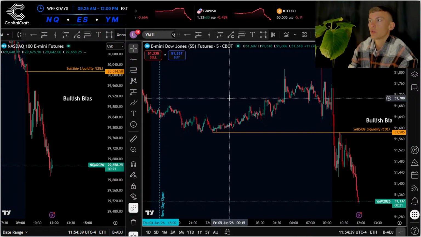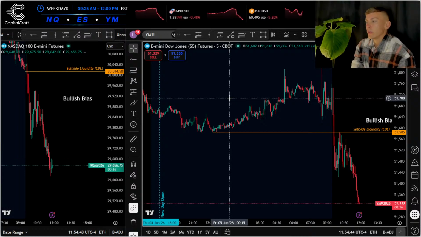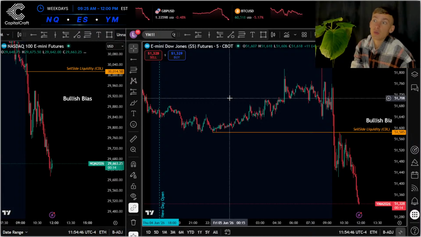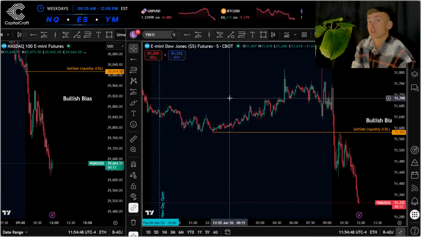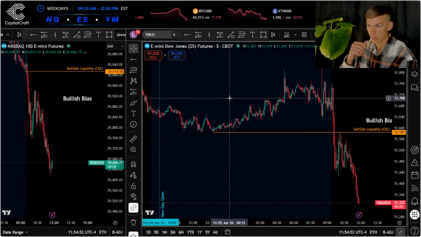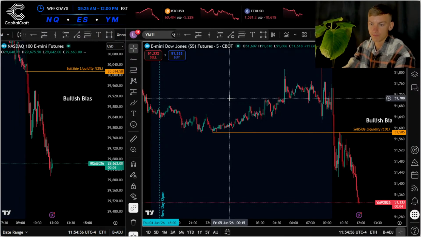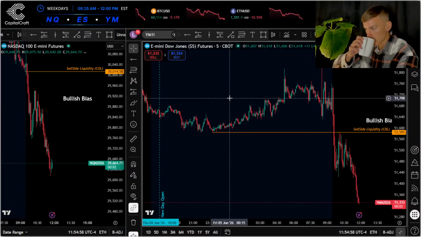And say for example, we open at 9:30 and we do not see a liquidity raid or sweep in terms of buy side or sell side. On those particular days, I'm looking to take a much bigger trade, meaning I'll go for 1:2 risk to reward.